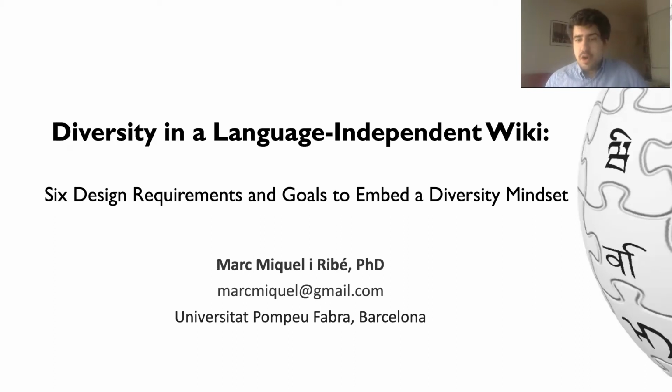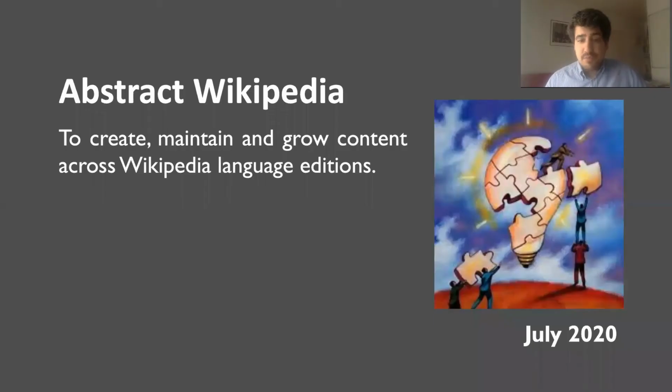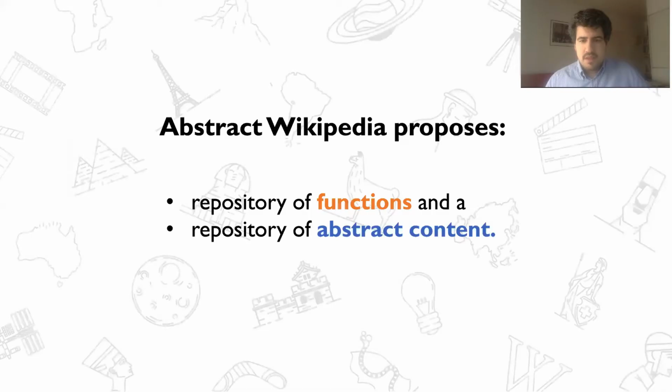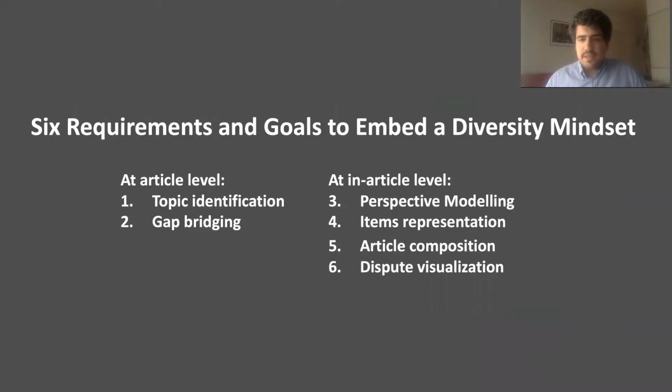I will give you a quick overview of this paper about the project Abstract Wikipedia. Abstract Wikipedia has been announced this July to enhance the creation and expansion of articles across language editions. It proposes a repository of functions that allow translating content from language editions into non-natural content and store it in a repository. In this paper, we argue that it is necessary to design the functions and user interfaces so that they encourage contributors to actively work on content diversity.